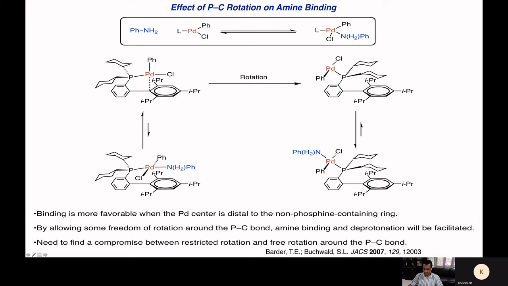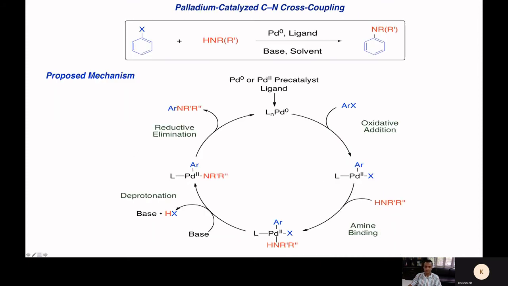Now the deprotonation happens and chloride leaves, HCl leaves, that makes it again an 8 to 12 electron species. The 12 electron species has to come back in, and then it undergoes reductive elimination.